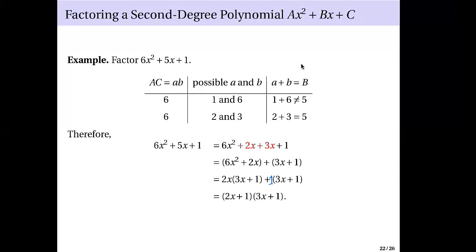So anyway, let us finish the last method here. The last method is what we call completing the square. In this method, essentially, if we have an expression, we will try to add or subtract something so that the expression becomes a perfect square, and then there's some constant outside.